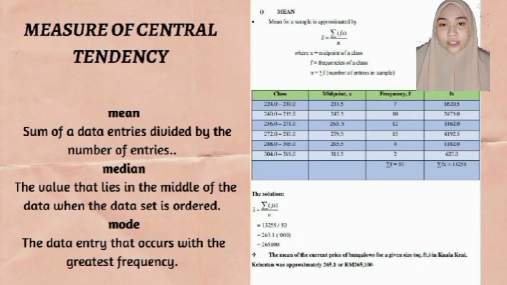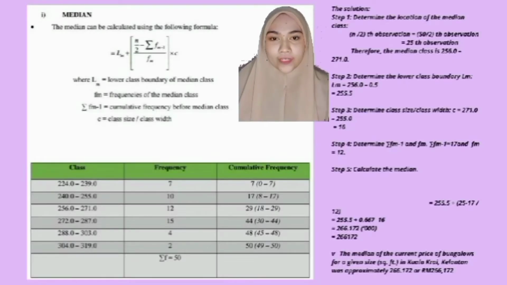Then the addition result for frequency is 50. And the addition result for fx is 13,255. So for the fx solution, divide by n and we get 265.1 or 265,100. We can conclude the mean of the current price of bungalows for a given size in Kuala Krai, Kelantan was approximately 265.1 or RM265,100.